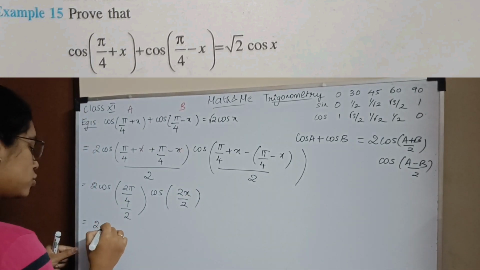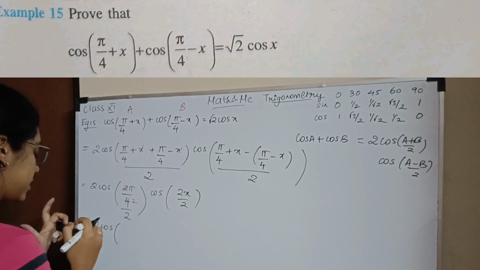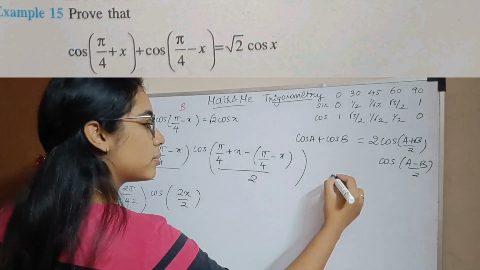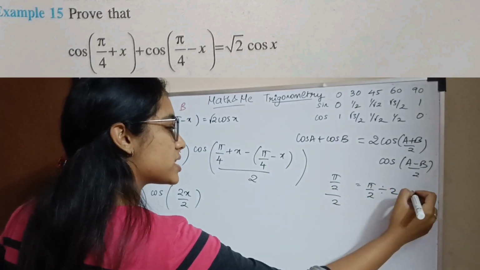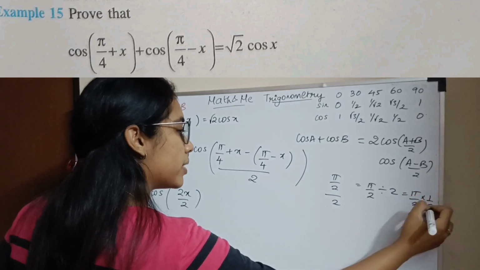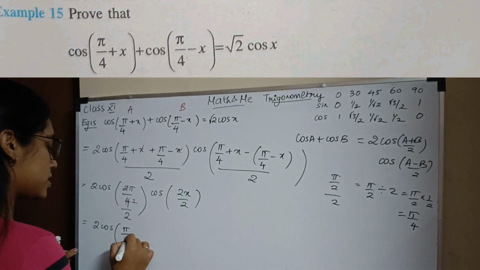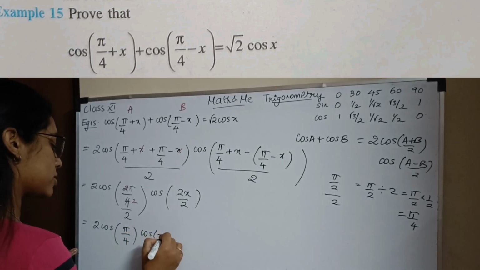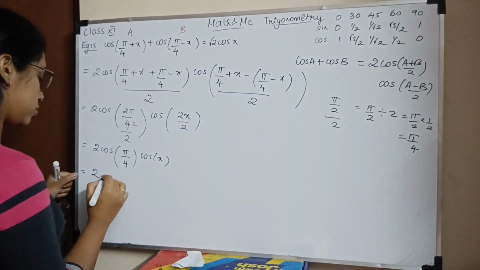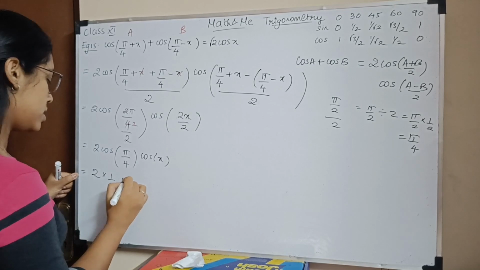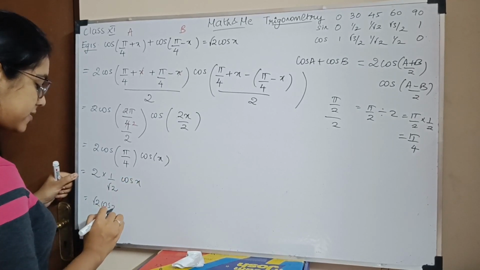Okay, 2 cos of 2 pi by 4 is nothing but, I can cancel these 2. So I'll be left with pi by 2. Pi by 2 divided by 2, taking the reciprocal, is pi by 2 times 1 by 2, which will be pi by 4. Okay, so this will be 2 cos pi by 4 times cos of x. Cos pi by 4 is 1 by root 2. So I have times 1 by root 2 times cos x. Root 2 and 2 cancel, and I'll have root 2 times cos x.